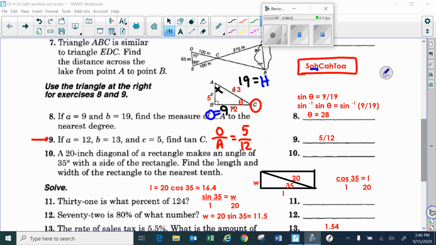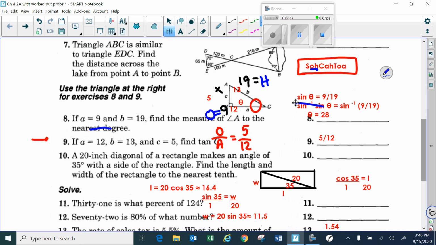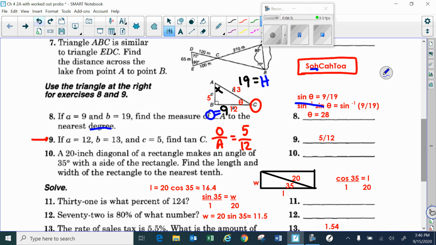So to get rid of sine, you got to do inverse sine on both sides. That cancels the sine out. So I'm left with theta. And remember, when I put this in my calculator, I need to make sure I'm in degrees. I'm solving for the degree measure, nearest degree. My calculator needs to be in degrees. You change that with the mode. Remember, by default, your graphing calculator is in radians. So you check your mode, make sure it's in degrees, and then you just type inverse sine on your calculator, parentheses 9 divided by 19, and it gives you the answer. Okay.